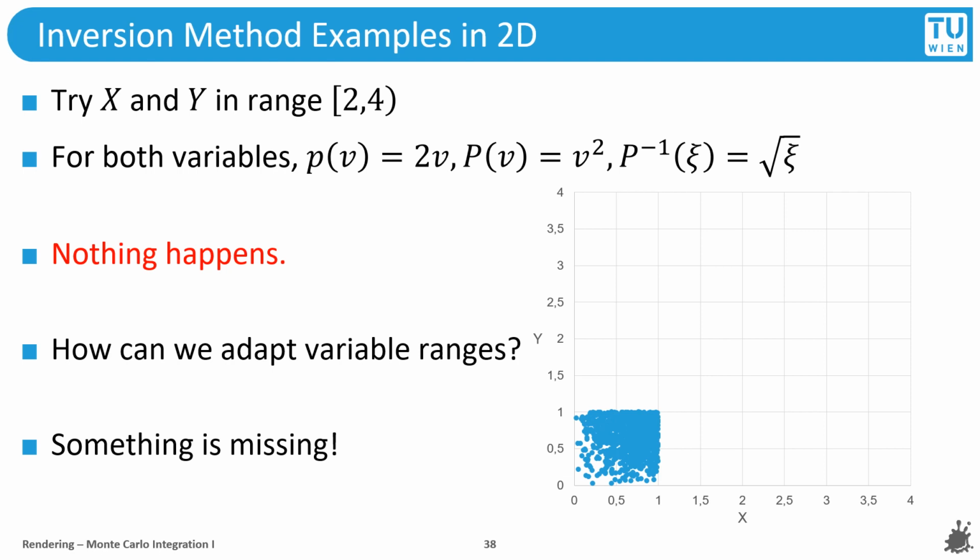So if we go and apply the same recipe as before with a different range, then nothing happens. If we plot a higher range, then we see that the samples are the same as before, which is no surprise because our CDF and inverse CDF are also identical to the ones that we got before. So apparently we are missing some crucial steps if we want to apply the inversion method to arbitrary setups with arbitrary ranges. So let's look at the missing steps right away.